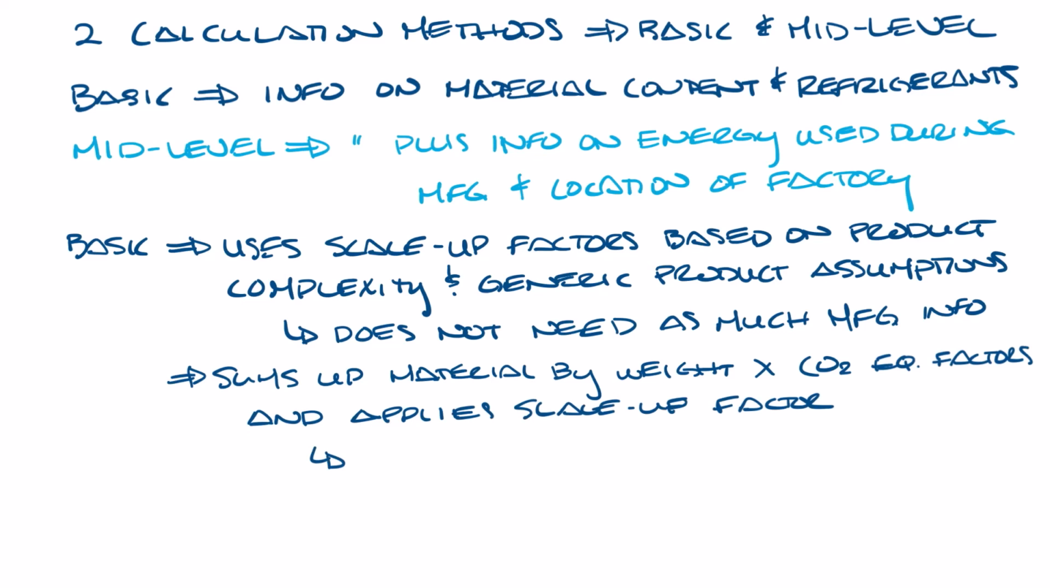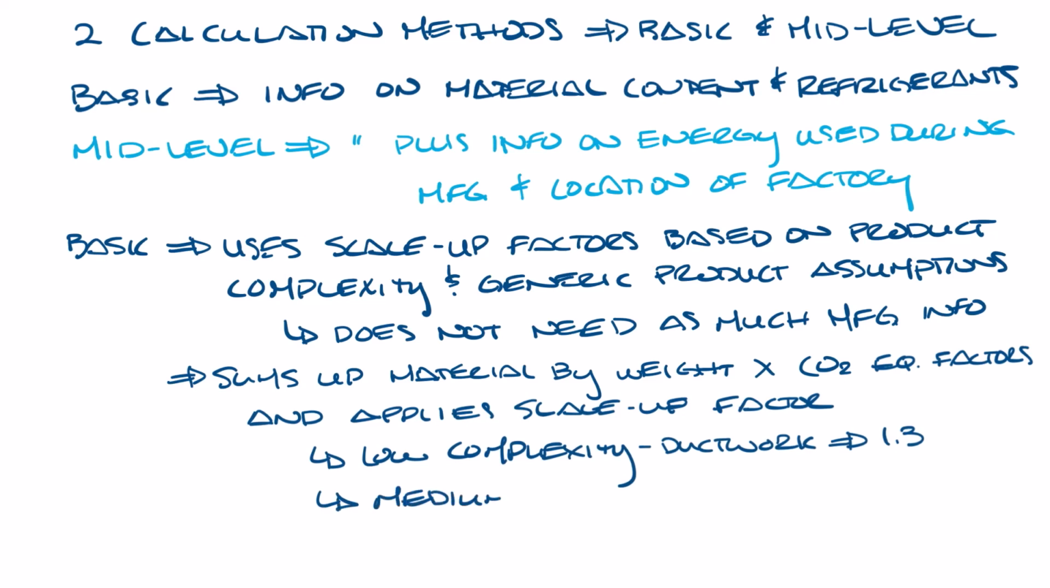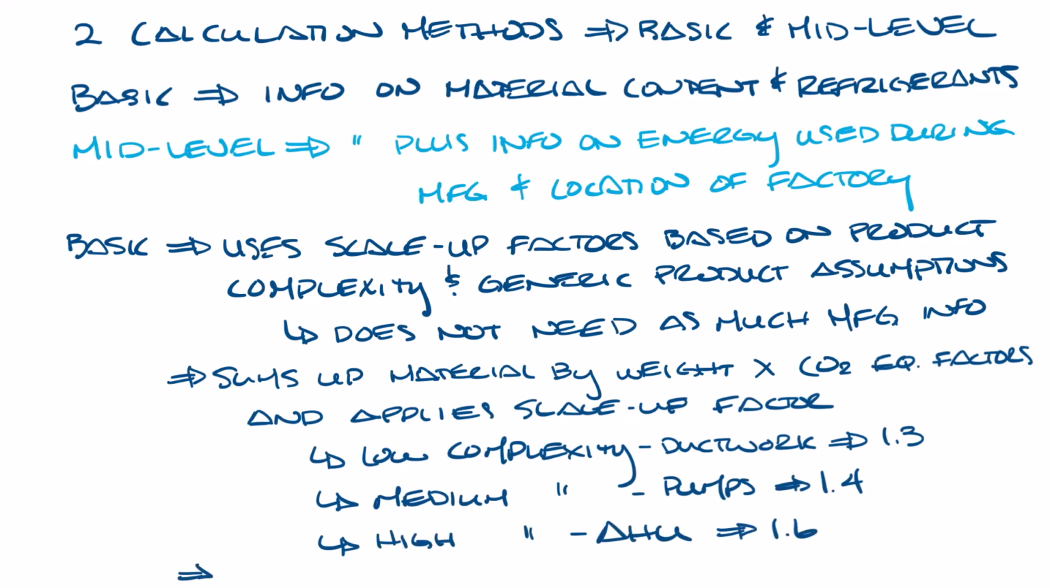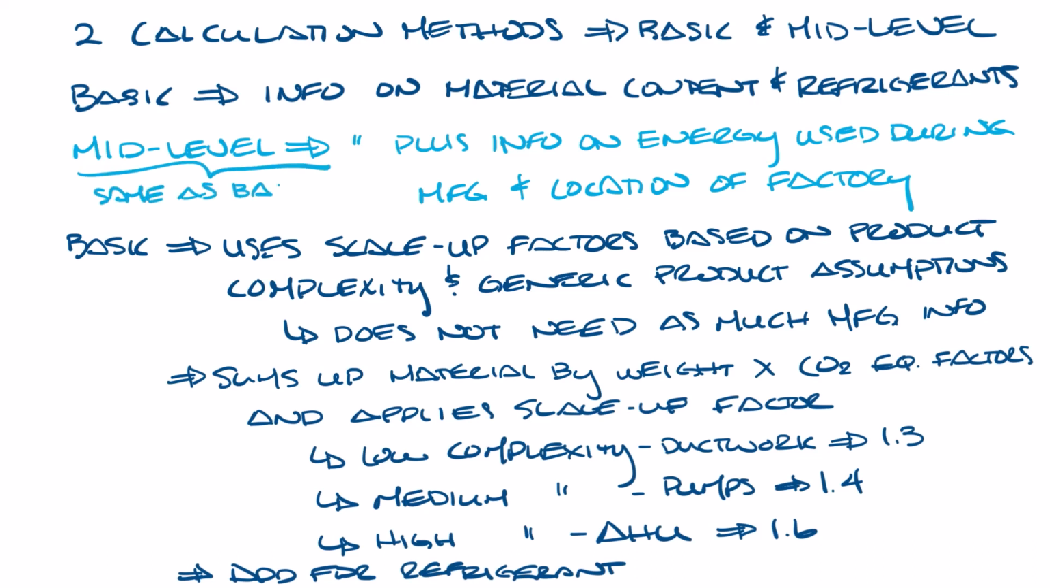For instance, low complexity products like ductwork would have a scale-up factor of 1.3, whereas a medium complexity product like pumps would be a 1.4, and high complexity products like air handlers or heat pumps would have a scale-up factor of 1.6. And then if the product has refrigerant, you would add in for refrigerant leakage. The mid-level calculation does all of this, but it also takes into account information that covers other parts of the building life cycle.